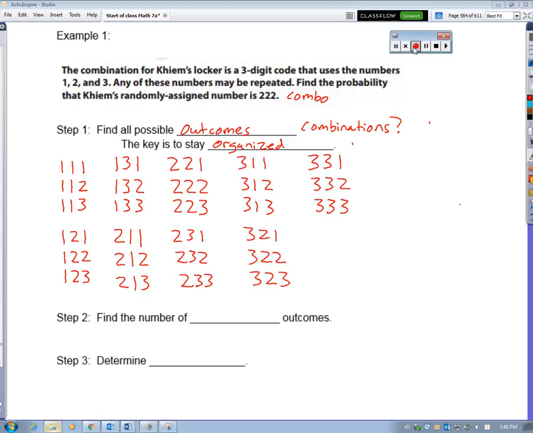Okay, so there's all the possibilities we could have, and I stayed organized the whole time. I finished up with the 2's, and then I moved on to the 3's. There's all my 3, 1 possibilities. Here's all my 3, 2 possibilities, and then my last one was my 3, 3 possibilities. Okay, so all the possible combinations you could have with this is 27 outcomes. Okay, 27 possible combinations for that locker.